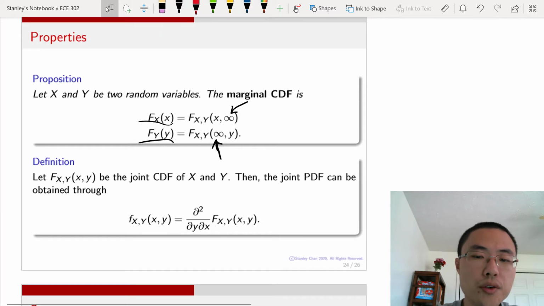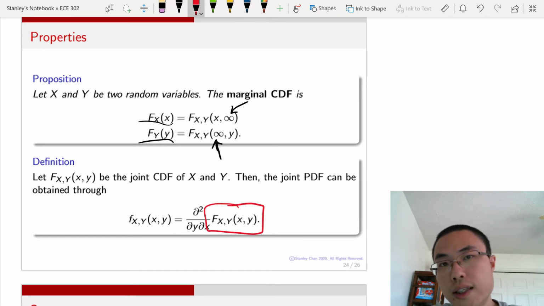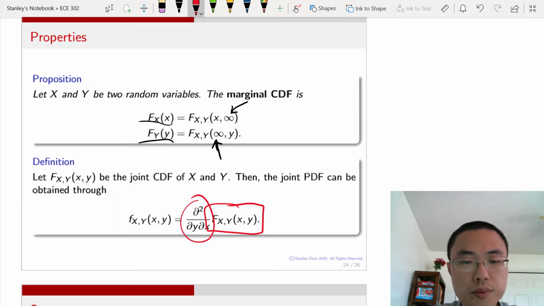The last result is about the derivative. If you start with a joint CDF and take the derivative with respect to x and y, you get the PDF of x and y. The order of the derivatives doesn't matter. You can do dx first or dy first. That does not matter.